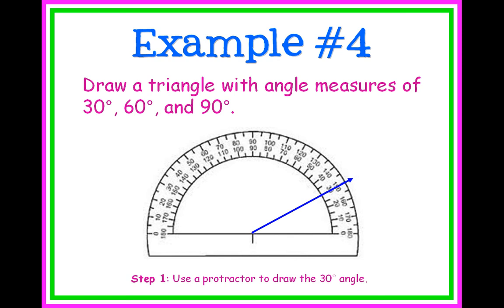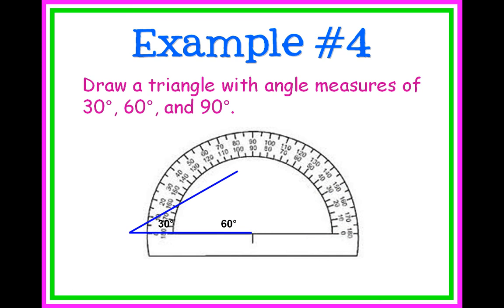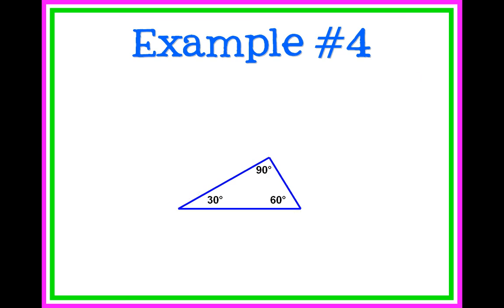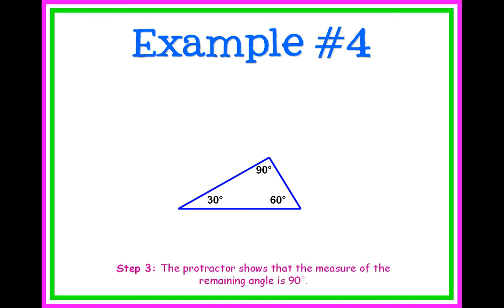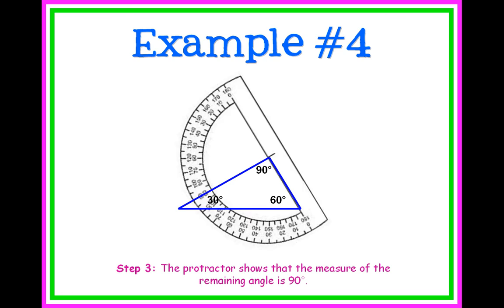Now that you have that 30-degree angle, you can move the protractor over to the other side of your line, and you're now going to draw a 60-degree angle. And you're going to go the opposite way with the line so that it'll form the triangle. The protractor shows that the measure of the remaining angle is 90 degrees. So if you use that same triangle and just turn your protractor around, the other angle should be 90 degrees.